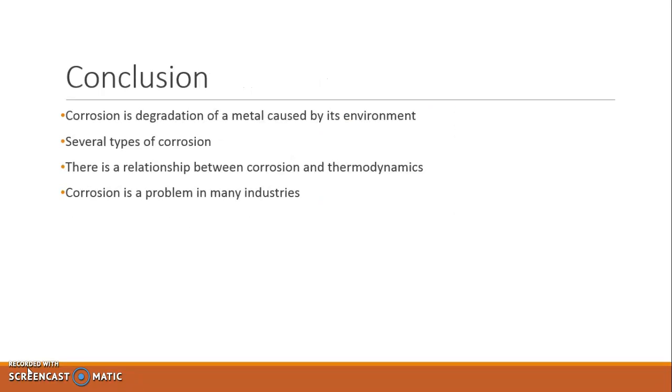In conclusion, once again, corrosion is defined as the degradation of a metal that's caused by its environment. There are four things that must be present in order for corrosion to take place. That's the anodic reaction, the cathodic reaction, a metallic path of contact, and the presence of an electrolyte. There are several types of corrosion. I talked about four. Those were uniform attack corrosion, stress corrosion cracking, galvanic corrosion, and pitting.